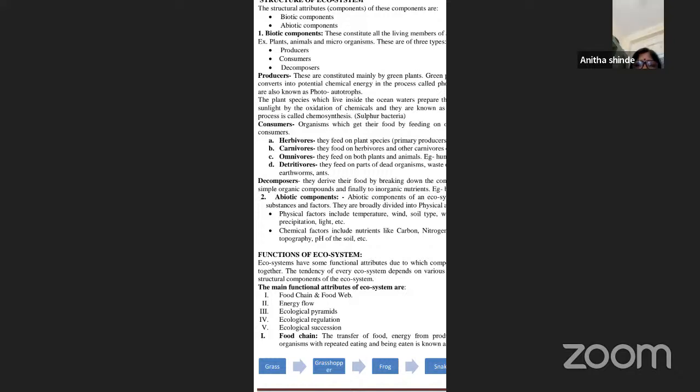So these functional activities or attributes are in the form of food chain and food web, energy flow, ecological pyramid, ecological regulation, as well as ecological succession. Now we'll see them one by one. So what do you mean by food chain?